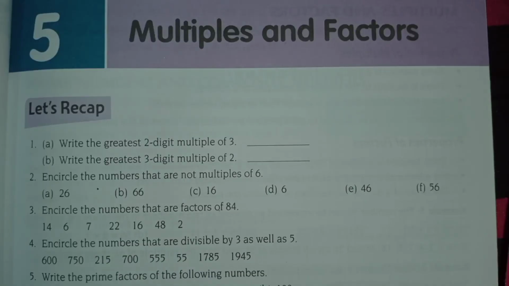Now let's see question number 3. Encircle the numbers that are factors of 84. Now here we are going to circle those numbers which are factors of 84. That means when we multiply the two numbers, we should get 84. Here are the numbers. We will check it, and then we will circle only those numbers that are factors of 84.